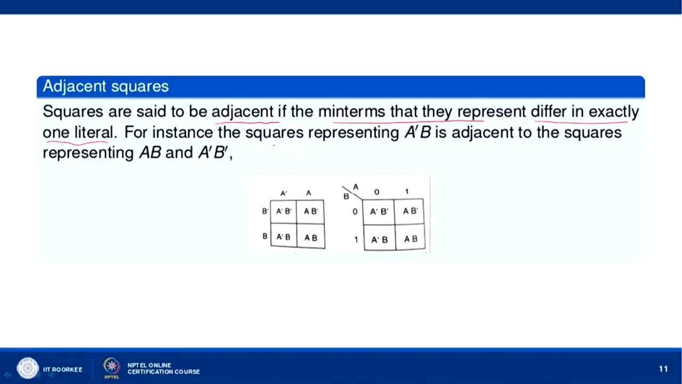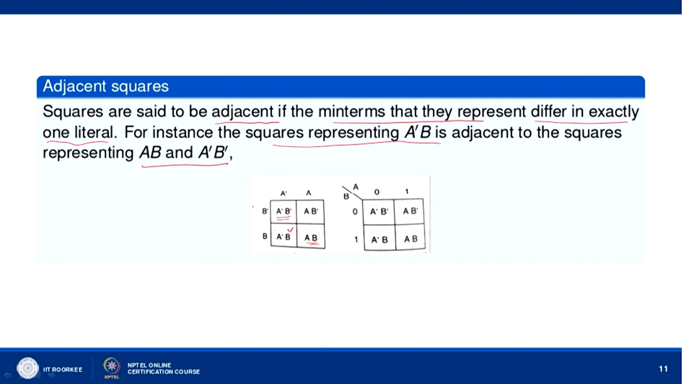For instance, the square representing A dash B is adjacent to the square representing A B, because A dash B differs from A B in only one literal. And A dash B differs from A dash B dash in only one literal, that is B. So this square A dash B is called adjacent to the square representing A B and the square representing A dash B dash. We can easily see which square is adjacent to which one using the definition of adjacent squares.